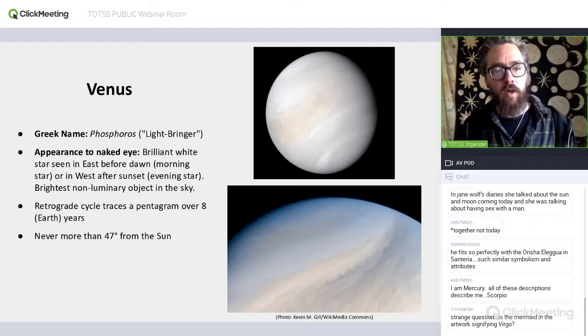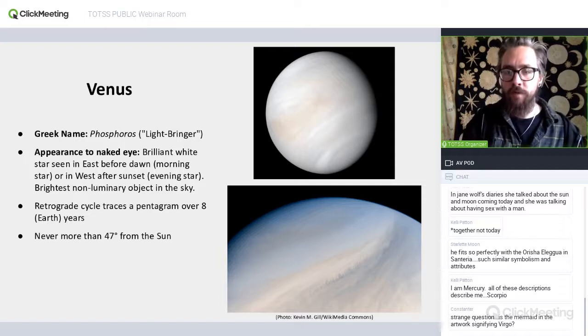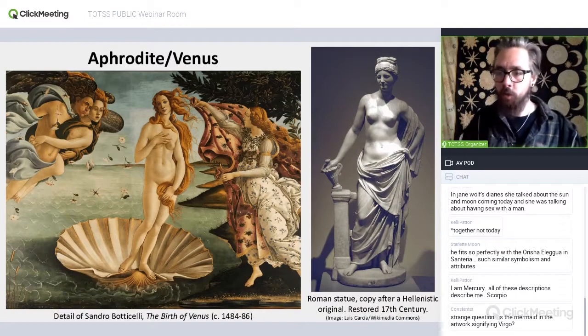Her retrograde cycle traces a really harmonious image. It traces a pentagram over the course of 8 years, and we may come back to that idea later. I'll explain how that happens. But yeah, her retrograde cycle traces this image of harmony and balance and everything, which is really nice. And like we said, she's never more than 47 degrees from the sun because her orbit is inside of ours.